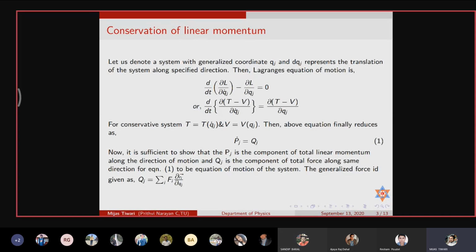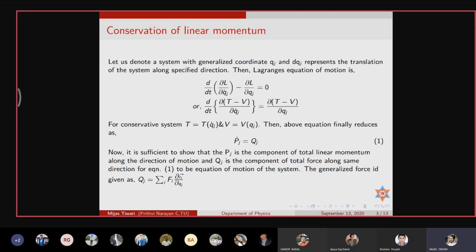Here the rate of change of momentum is equal to the force, and this is the well-known Newton's second law of motion. But we have to show that this component of force must correspond to the force along the direction of displacement, right?